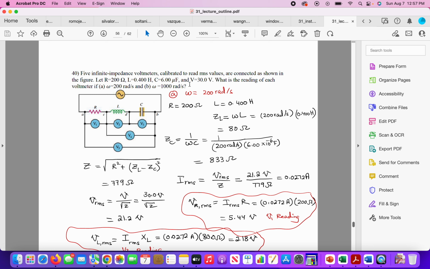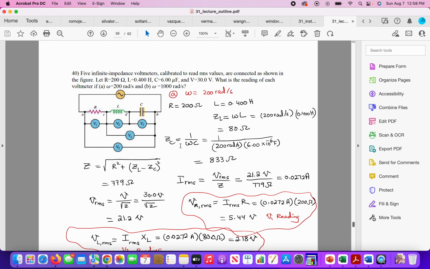First, I'm going to solve here for the 200 radians per second. I listed my values. I calculated XL, which is omega times L. It's 80. For the capacitor, the reactance, or the impedance as I sometimes call it, though my term is not correct, this is the capacitive reactance.